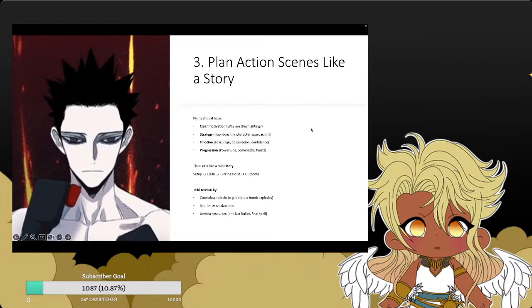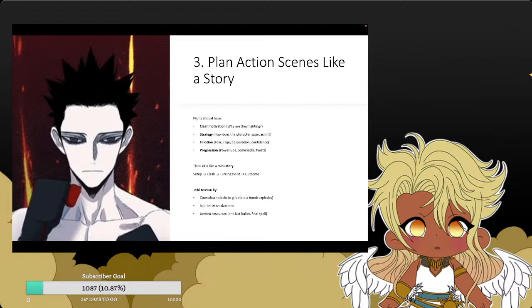Here's a way I think we could think of setting up action scenes. You have the setup, so whatever they're doing in their day to day, then you have the crash. This is the instant where the fight starts. And then you have a turning point where either the character looks like they're going to win or they're going to lose. And then we have the outcome, one or the other.